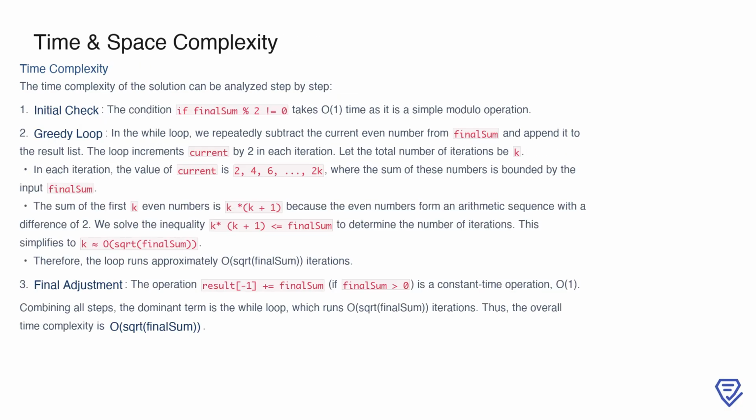To analyze the time complexity of this solution, we break it down into 3 steps. First, the initial check to determine if final sum is odd involves a simple modulo operation, which takes constant time, O(1).